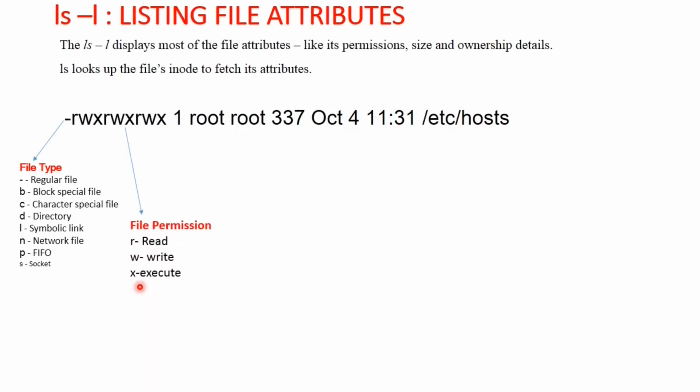Next is the file permission. In the first column there are two attributes, the file type and the file permission. In a Unix system there are three file permissions: read, write and execute. r indicates read, w write, and x execute. The third attribute is the link. There can be more than one link available for a file or directory.